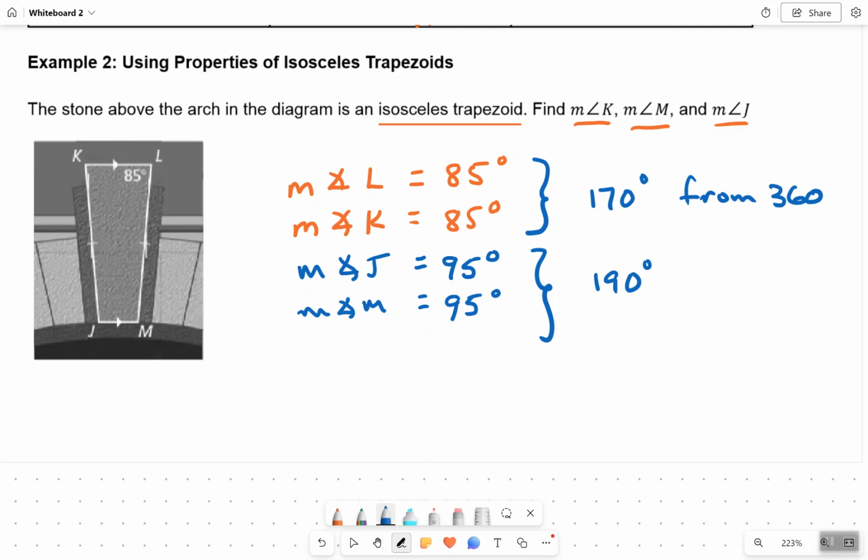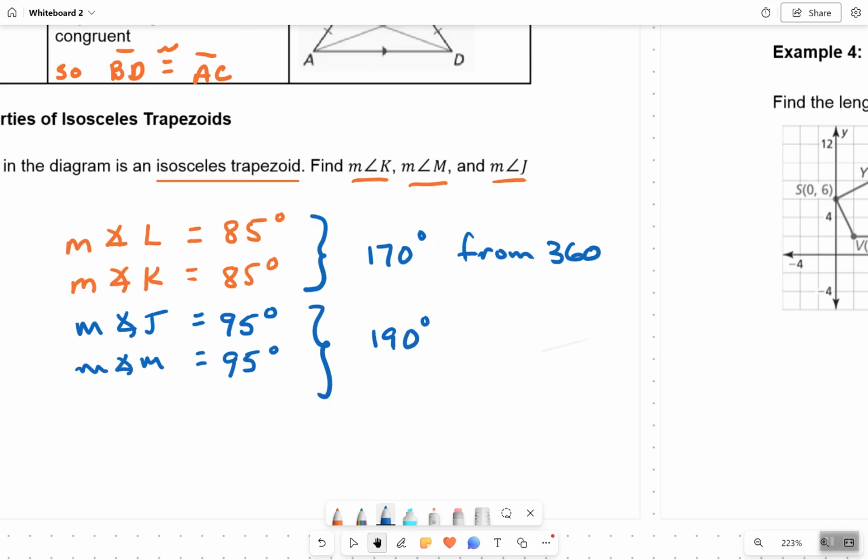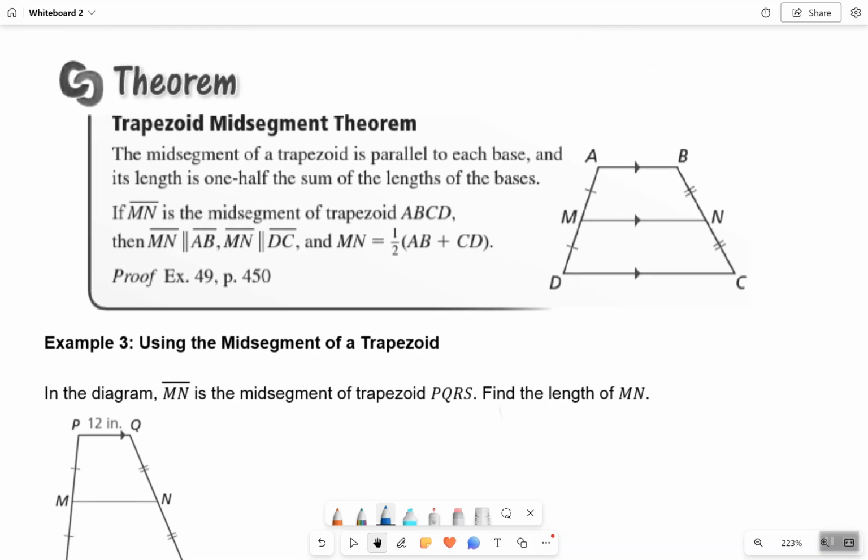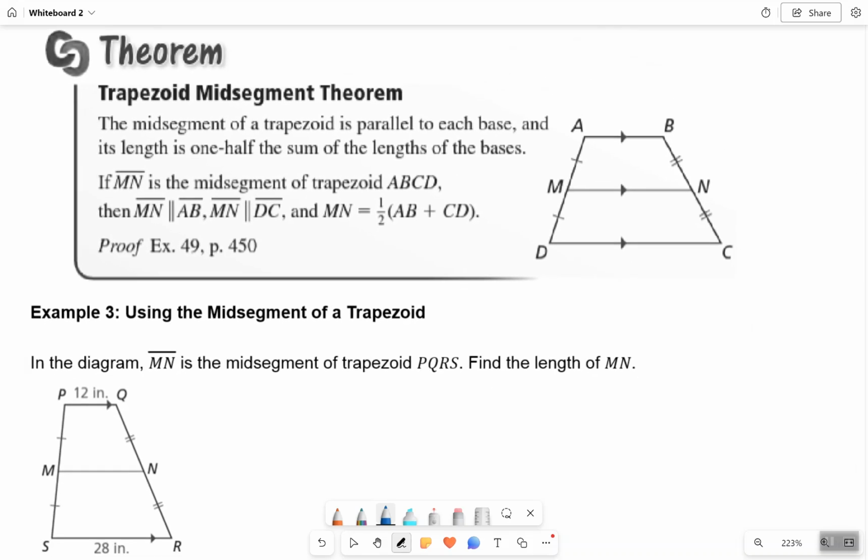Okay, guys. Example 2. Got everything down? Any questions to this point? Okay. Isosceles trapezoid theorems. I think you're in pretty good shape here. Okay. Let's take a look at this next theorem. This talks about the mid-segment theorem. It says the mid-segment of a trapezoid is parallel to each base and its length is going to be 1/2 the sum of the lengths of the bases.